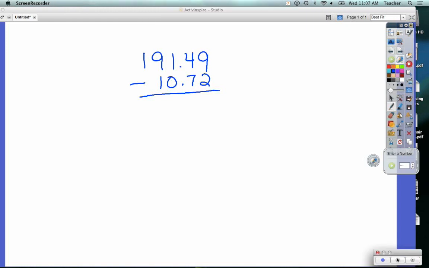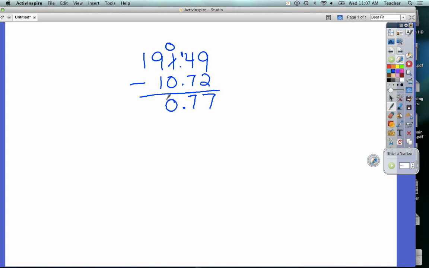Okay, everybody, 9 minus 2. 7. Can't do 4 minus 7, so we're going to borrow. Now we have nothing in that place, and we're going to move it to the right. That gives us 10 more in that space. 14 minus 7. 7. What do I do with my decimal? 0 minus 0. 9 minus 1. 1 minus nothing.